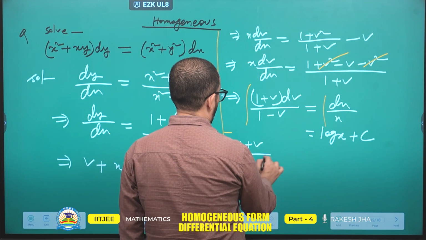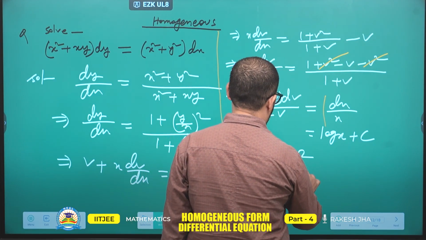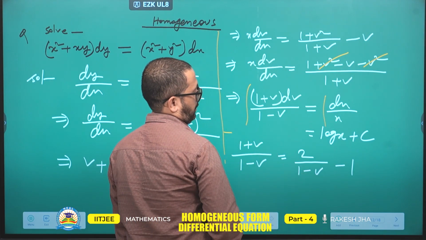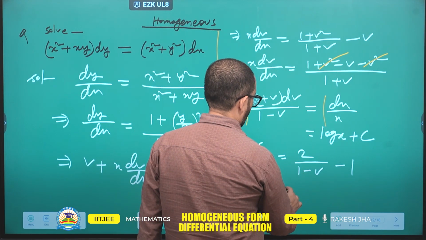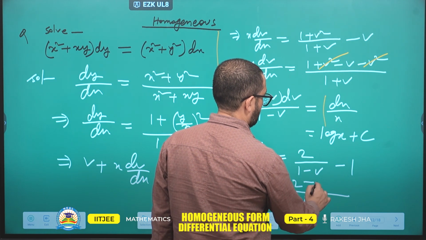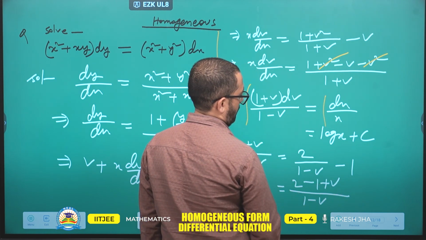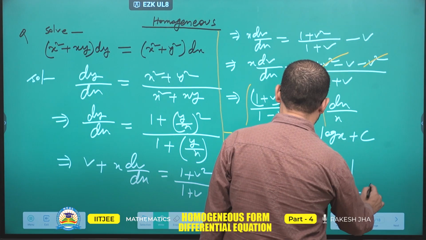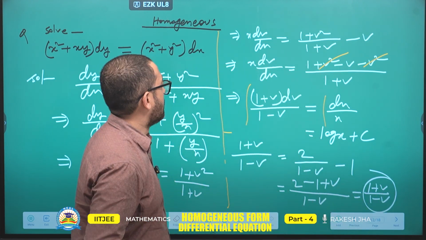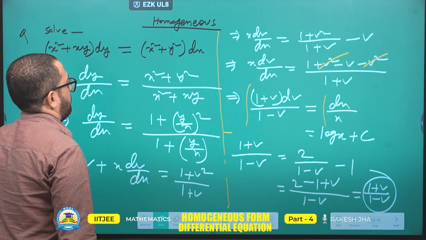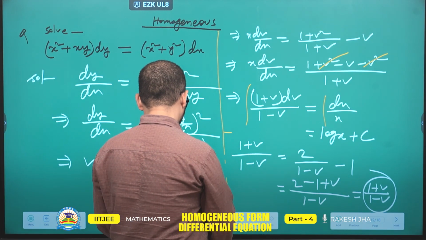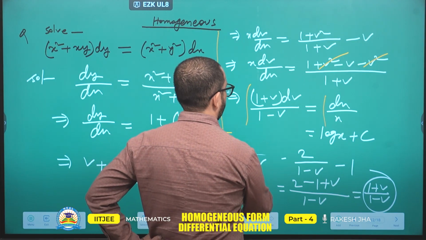So we can do this. 1 plus v upon 1 minus v is equal to 2 upon 1 minus v minus 1. In this case, what will happen? The LCM can be written as 1 minus v. So 2 minus 1 plus v. So 2 minus 1 is 1. So 1 plus v upon 1 minus v. So this substitution we can make here, and we will get the integration of this. So finally, we can do this.